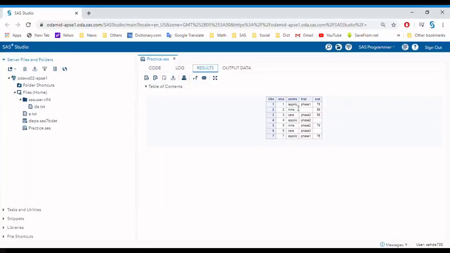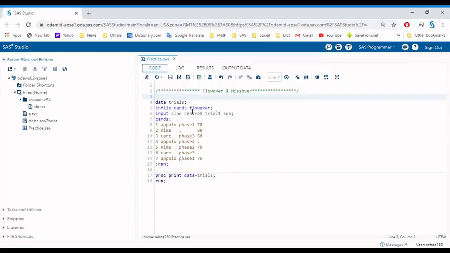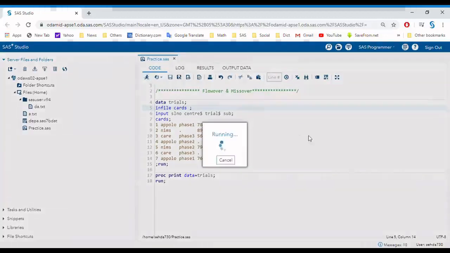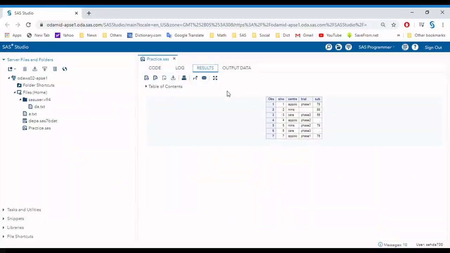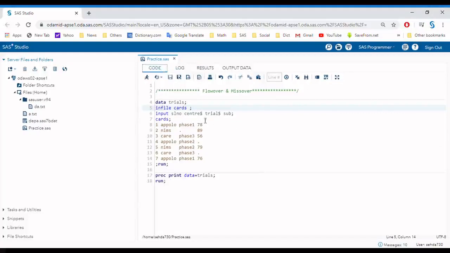Okay, so we have read all the lines, all the observations. We had 7 observations, so we have read 7 observations. Even if you do not write flowover, there would again be 7 observations. As I told you, the flowover option is already there, and it will always be there whenever you use infile. This is by default, this is inbuilt actually.